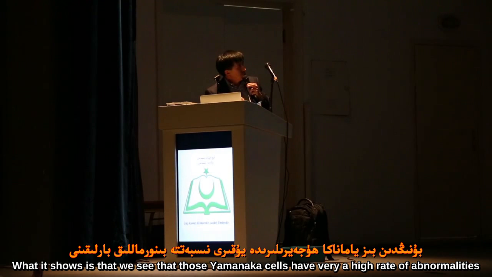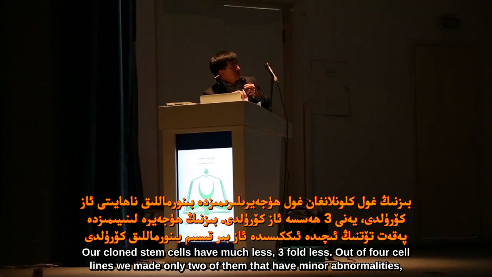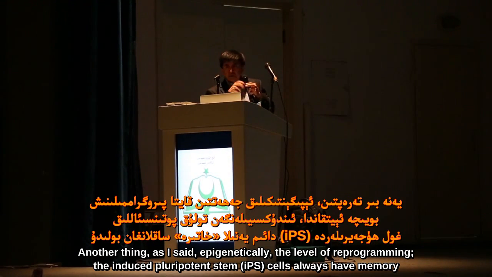And basically what it shows is that those Yamanaka cells have a very high number of these abnormalities. So basically it's more than 2 per each cell line, all kinds of abnormalities. So our clone stem cells have much less, basically 3-fold less. And it shows that these cells, at least, we made 4 cell lines. Only 2 of them had kind of minor abnormalities, but 2 were very clean. And this is the first time we could derive such clean genetic cells that have no mutations or rearrangements.